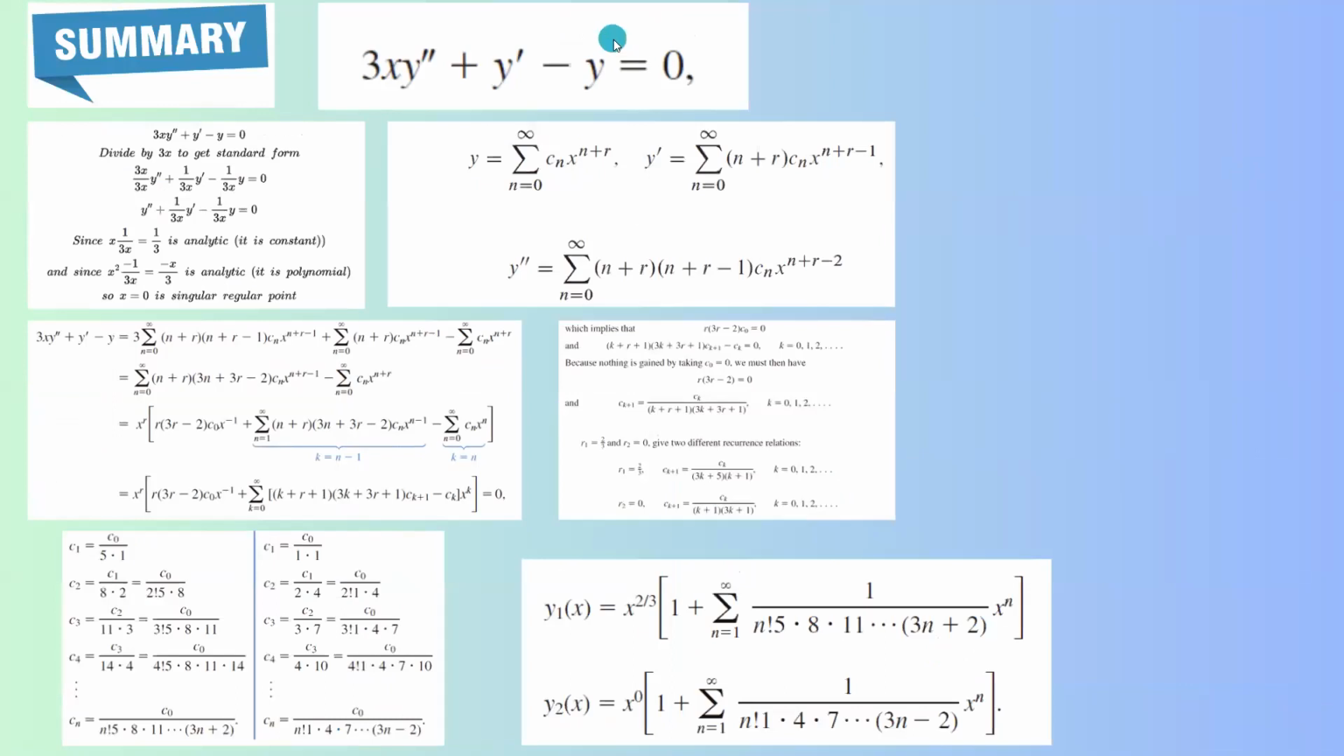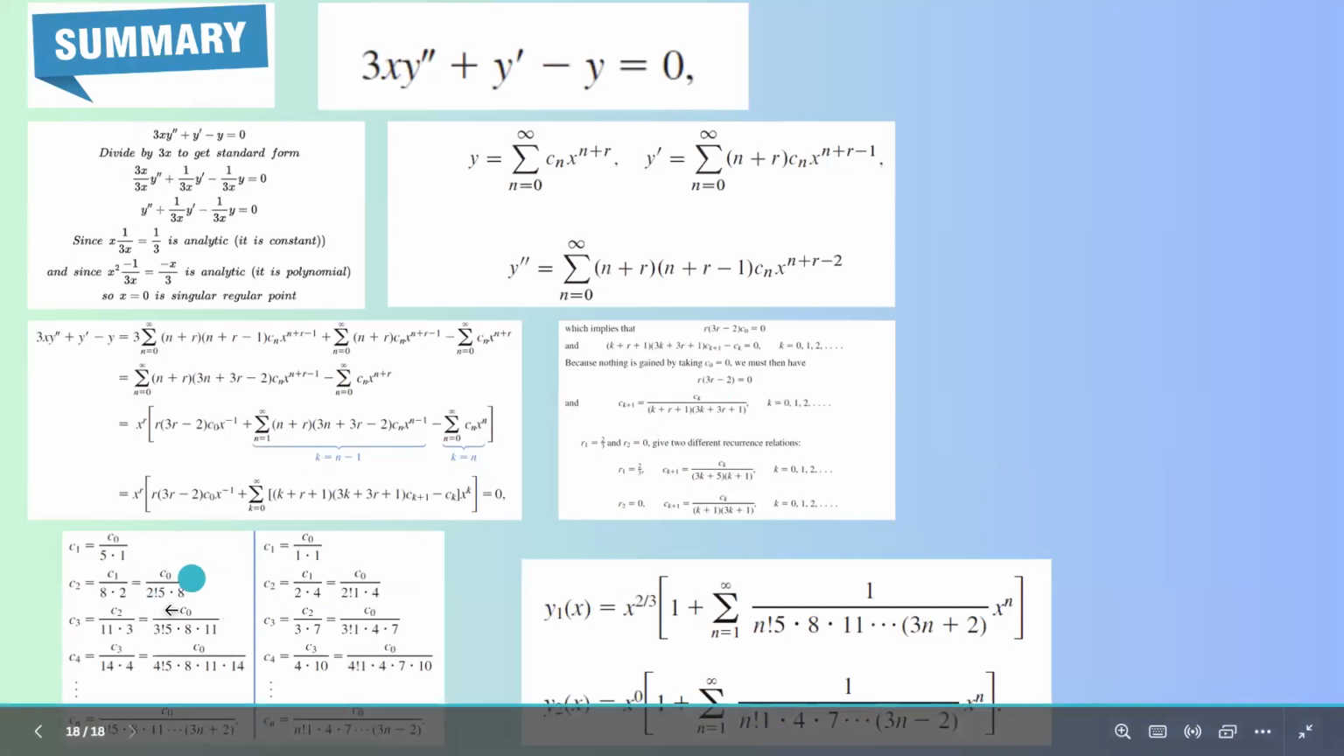In summary, you have the differential equation. First, you need to check to see if it's a regular singular point or if it's just an ordinary point. When it's a regular singular point, you're going to apply the Frobenius theorem. Identify what is r, and then plug that into the recursive relation, and then try to find a pattern. After you find a pattern, you can write the power series solution this way.